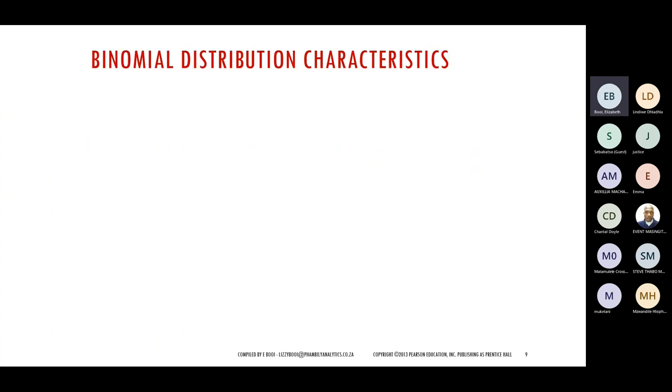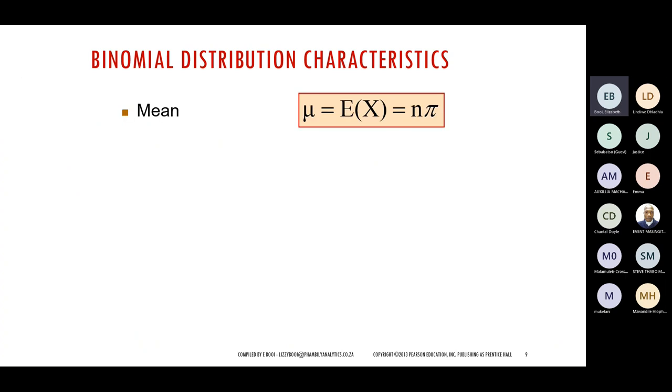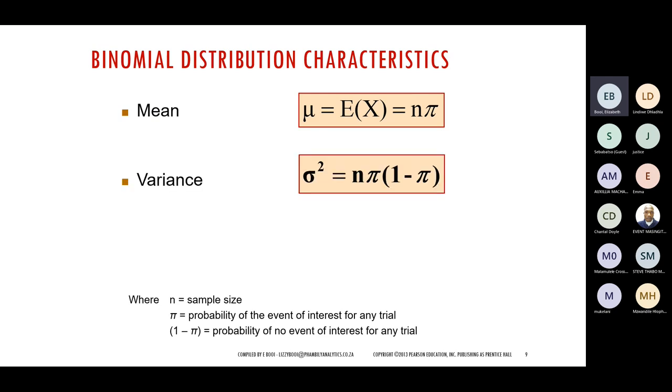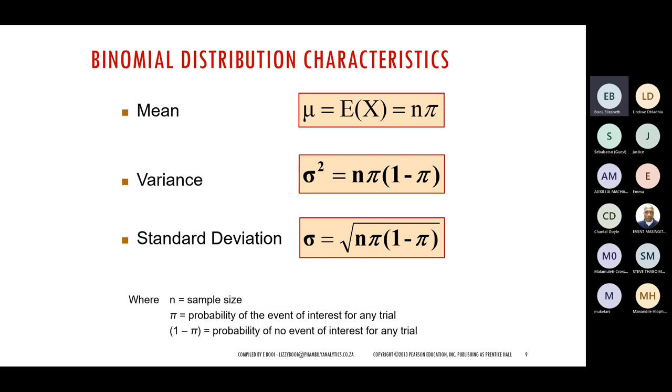Now let's move on to how we calculate a binomial distribution. With the binomial distribution, there are also some characteristics that we need to calculate, like the mean, which is the expected value, which is your trial multiplied by the probability of success, where n is your sample size or number of trials, and pi is your probability of success. Remember that. Your variance is calculated by n times the probability of success times the probability of failure. Your standard deviation will be the square root of your variance. So I don't even have to repeat that.